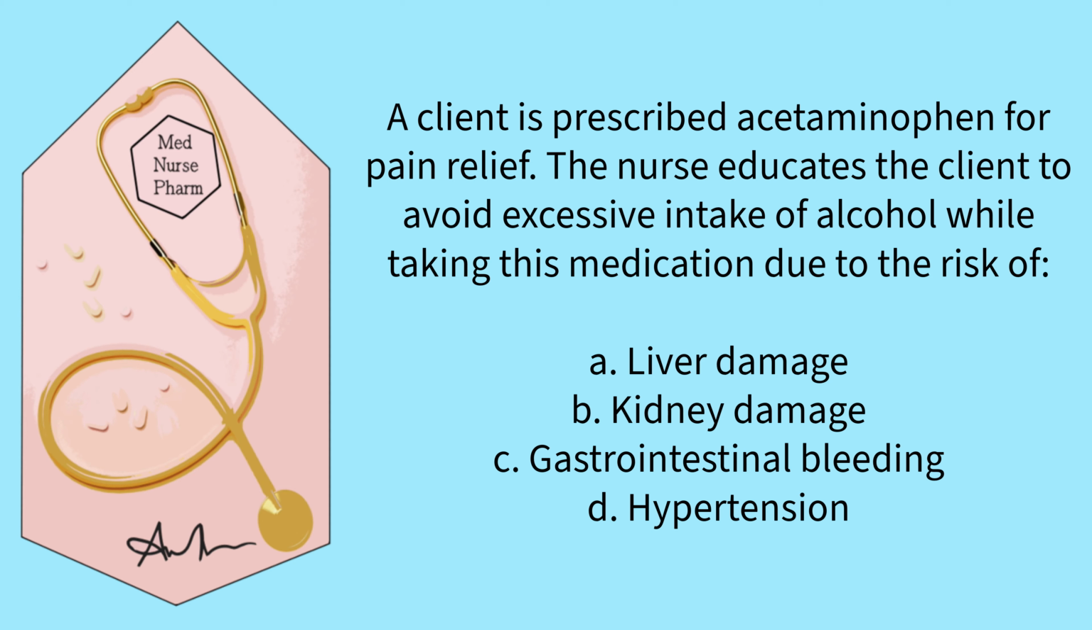Excessive alcohol intake while using acetaminophen increases the risk of liver damage. Both alcohol and acetaminophen are metabolized by the liver, and their combination can overwhelm the liver's detoxifying capacity. B is incorrect. Acetaminophen is primarily metabolized in the liver, not the kidneys. C is incorrect. Acetaminophen is not associated with GI bleeding. D is incorrect. Acetaminophen is not known to cause hypertension.